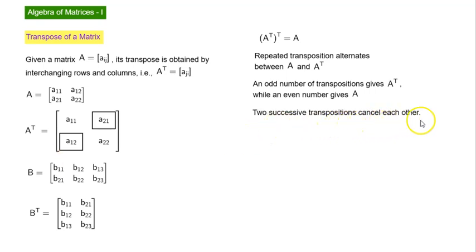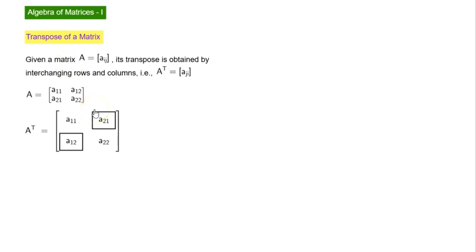If we take a transpose of a transpose, we get back the original matrix. So repeated transposition alternates between A and A transpose. An odd number of transpositions gives us A transpose, while an even number gives the original A matrix. Two successive transpositions cancel each other. And with respect to the identity, I transpose is equal to I. A equal to B implies that the transpose of A will also be equal to transpose of B. And transpose of the sum and difference of two matrices will be equal to the sum and difference of the transposes of the individual matrices. So that is algebra of matrices with respect to equality, addition, subtraction, scalar multiplication, and transpose of a matrix. I think that is it for now. Let's meet in the next session.